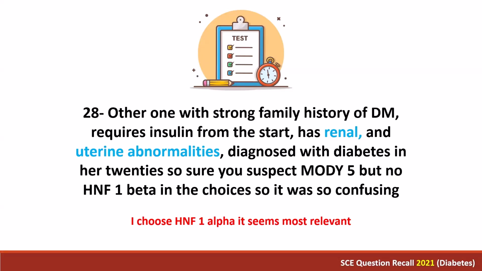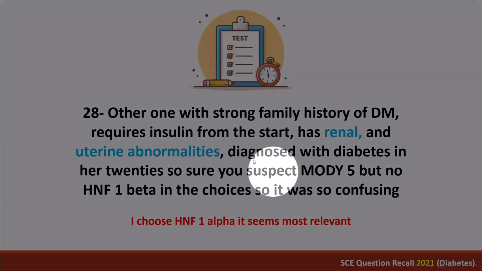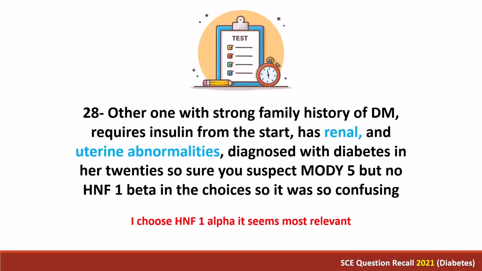But actually, in this question from 2021, as mentioned here, diagnosed with diabetes in his 20s, so sure it is a MODY or HNF1 beta, but there is no HNF1 beta in the case scenario. The one who collected this mentioned that he chose HNF1 alpha as it seems more relevant than glucokinase. So it is HNF1 beta, but if HNF1 beta is not available as an option, we should exclude glucokinase because it is a progressive disorder. So I am with HNF1 alpha or HNF4 alpha according to the other parameters.